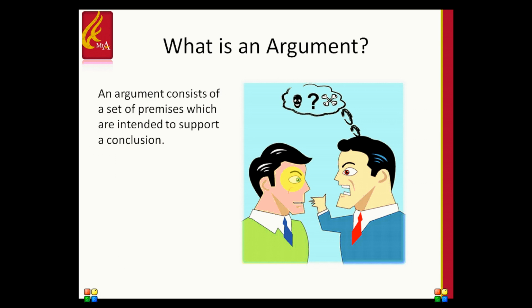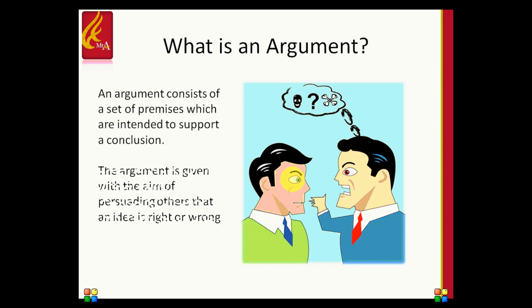And the basic definition that you'll often run across is an argument consists of a set of premises which are intended to support a conclusion. And the purpose of an argument is to persuade others that an idea is right or wrong, and not persuade them using coercion or something like that, but rather to persuade them with reason and evidence.